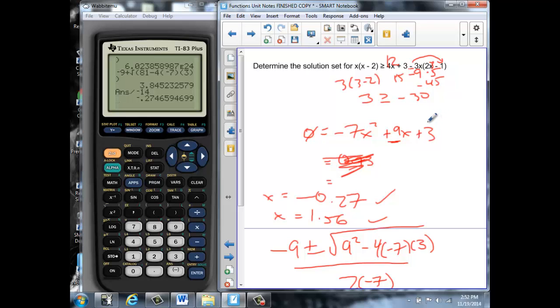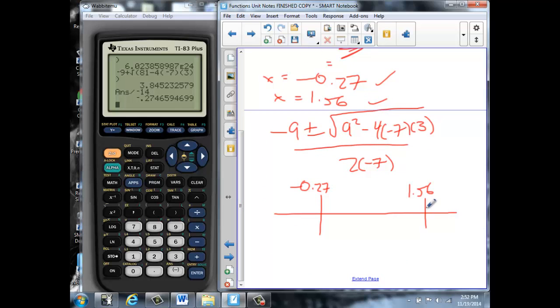Is 3 bigger than negative 30? Yes, I would say yes. So based on that logic, I believe that these answers over here should be true.